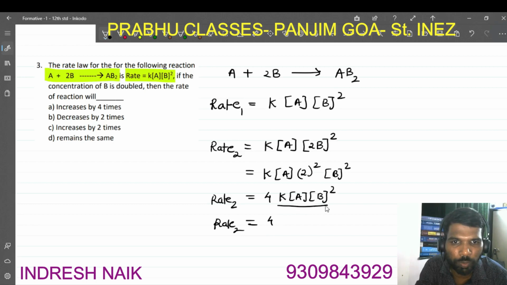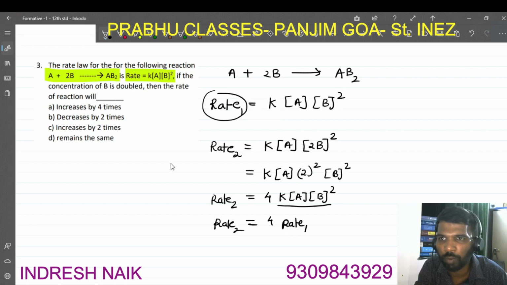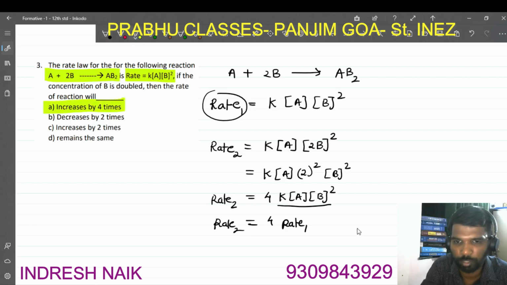So rate 2, which is written over here, is equal to 4 times. What is this value equal to? It is equal to rate 1, since K [A] [B] raised to 2 is equal to rate 1. So it is 4 times the rate 1. The options are: increases by 4 times, decreases by 2 times, increases by 2 times, or remains the same. So the answer is increases by 4 times. Answer A is correct for this.